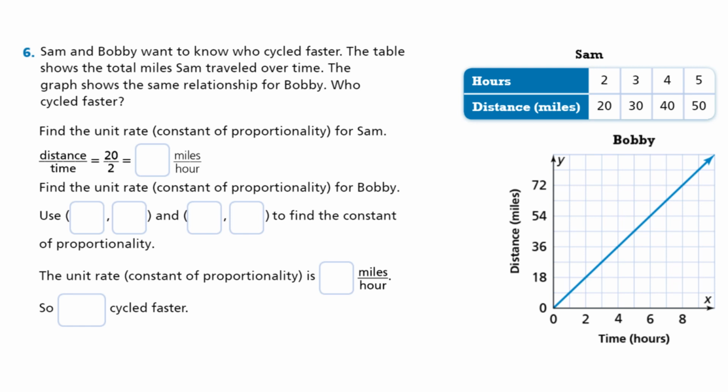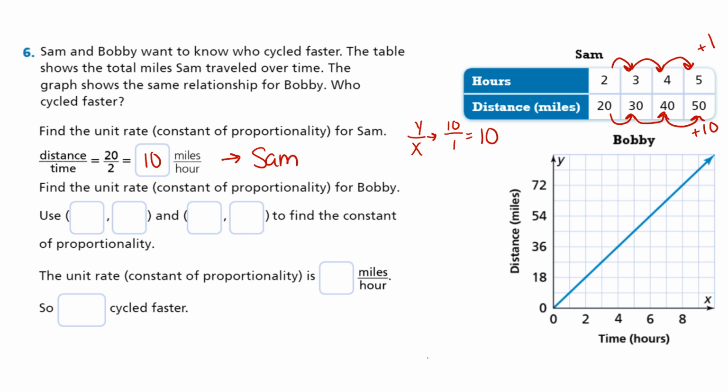For Sam's table, we would find our pattern. 2, 3, 4, 5 is a pattern of positive 1. 20, 30, 40, and 50 is a pattern of positive 10. We set up our fraction y over x, so 10 over 1, and 10 divided by 1 is 10, or 10 miles per hour. And so again, that would be for Sam.